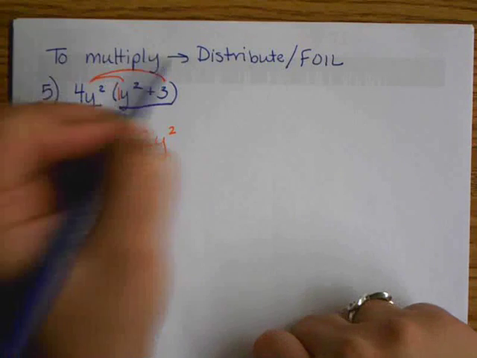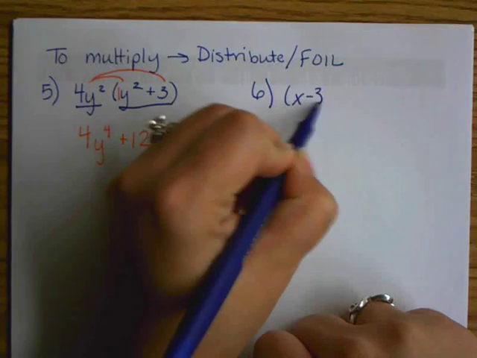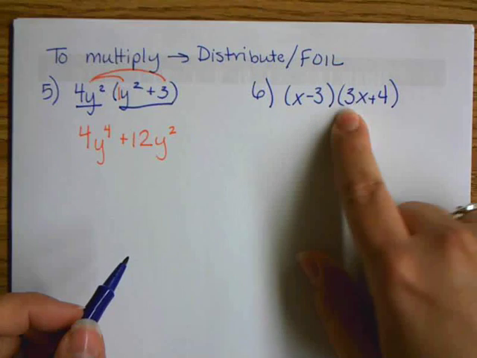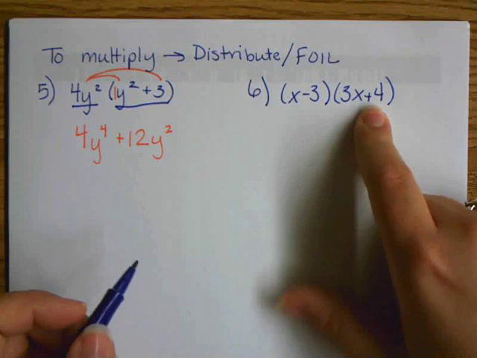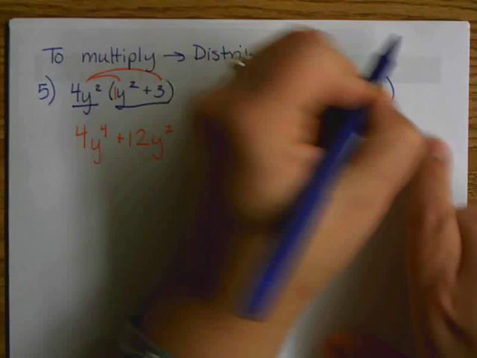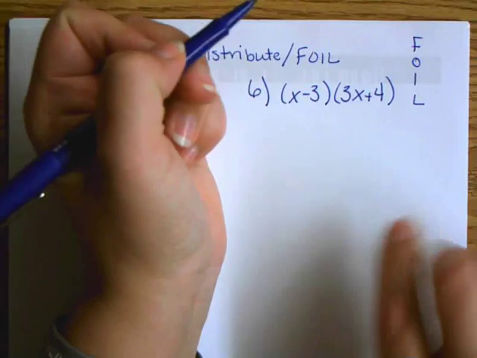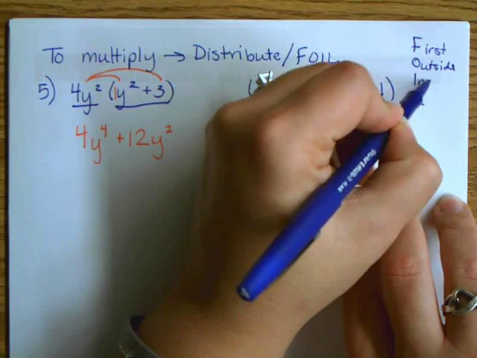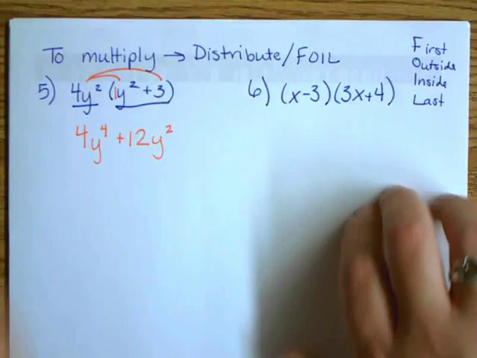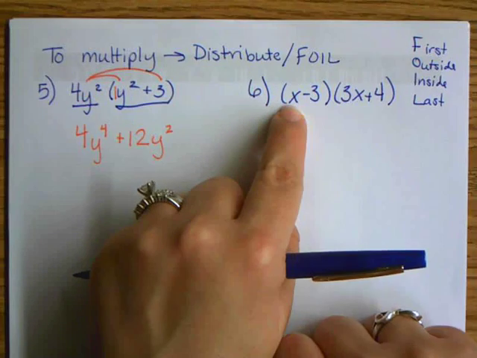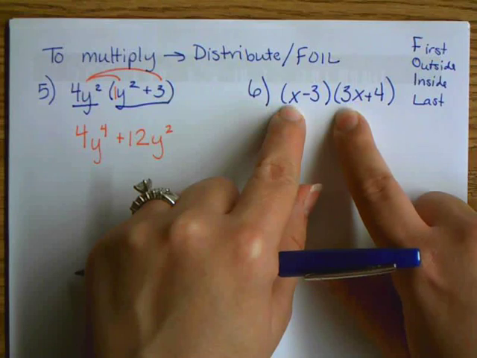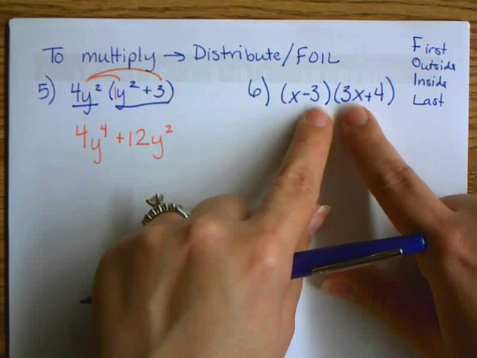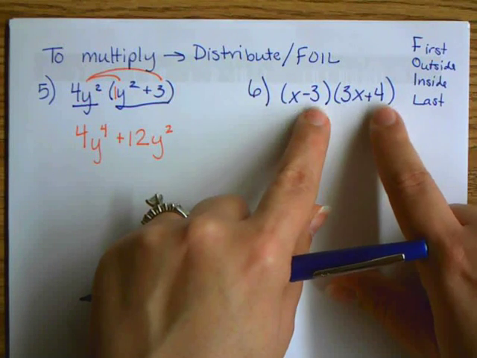Now if I have a problem like x minus 3 times 3x plus 4, this is a binomial times a binomial. In this case, we have to FOIL. If you don't recall what FOIL stands for, back from Algebra 1, it's first, outside, inside, last. So here's the first term, and here's the first term of this binomial. And then the outsides are the terms on the outside, the insides are the terms on the inside, and the last are the last in each binomial.